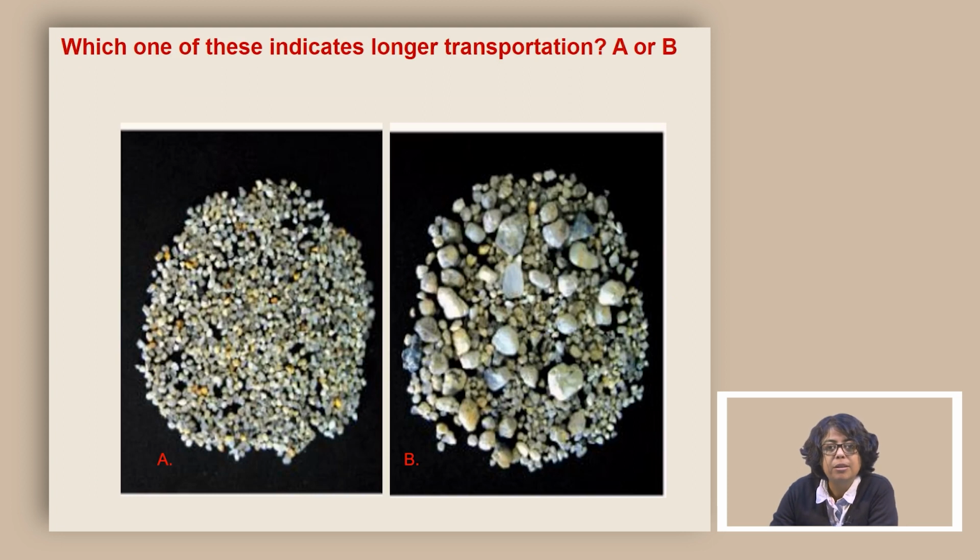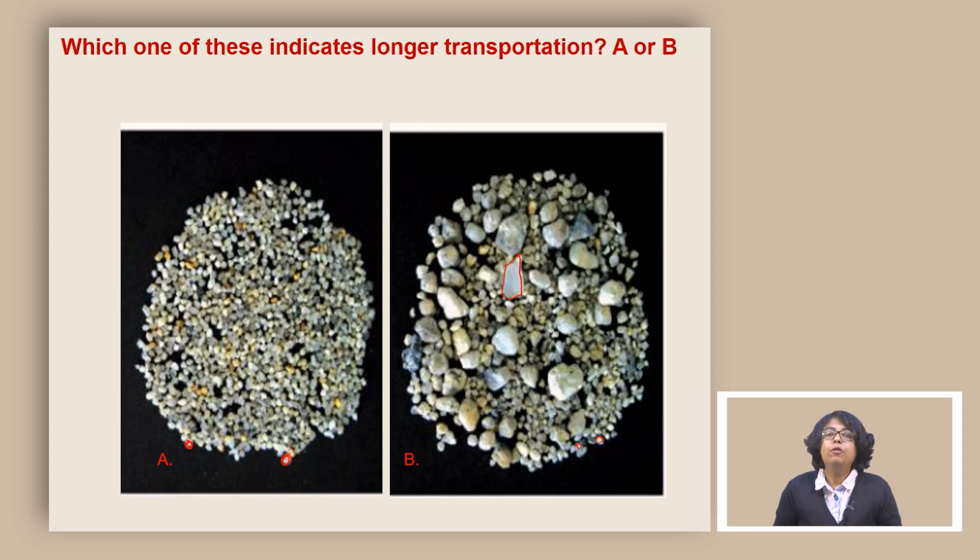This question is related to sediment transport. The question asks, which one of these indicates longer transportation, A or B? Now, let us take a look at how A looks. We can see that they are smaller grains, and they are also more circular grains. When we look at B, we see that there are some smaller grains which are circular, but then there are larger grains, and some of them are not circular at all. They are angular and not even round.